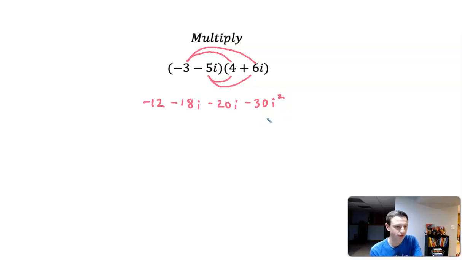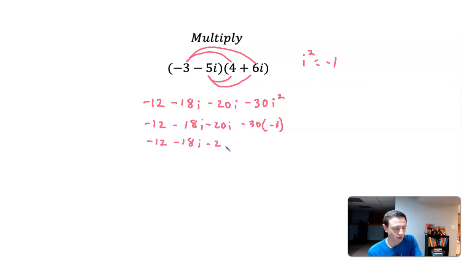So we do have to rewrite that though. i squared is equal to -1. So I'm going to rewrite i squared with -1. So I'm going to have -12 minus 18i minus 20i minus 30 times -1, because I'm replacing i squared with -1. So really on the end here, I have -30 times -1, which is going to be plus 30. -12 minus 18i minus 20i plus 30.